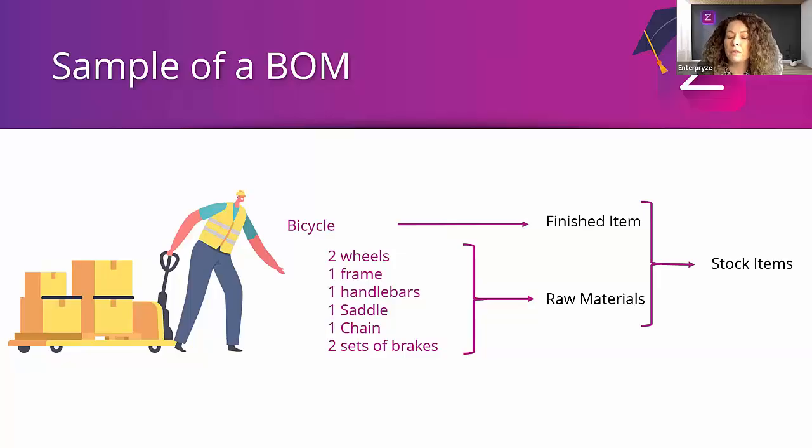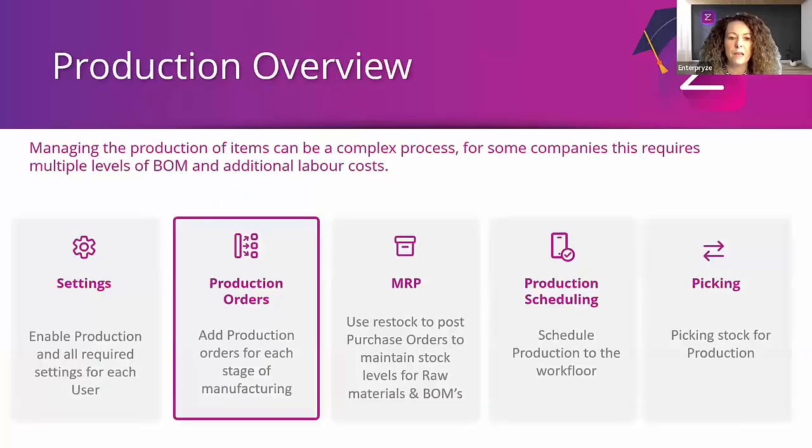But of course, as part of the production process, when we make our final product, that's where it will deplete all of the raw materials, take out the two wheels, take out the one frame, the handlebars, etc. And of course, it will increment the finished item into stock as part of the production process. So just a very simple way to look at that. So let's take a look at what the production order actually is.